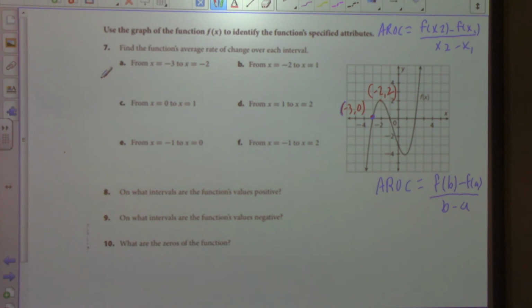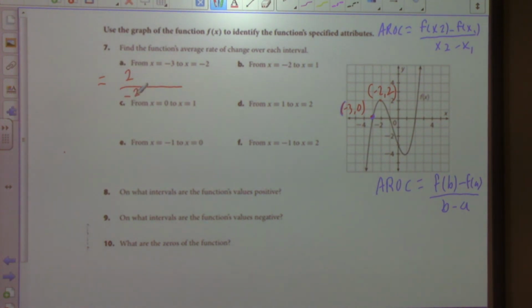So now to find our average rate of change, which formula do you want to use here? The top one. So here's x2 right here, right? What's f of x2? 2. f of x2 is 2, right? So we put 2, and we know we're going to have to divide by x2 minus x1, so I'm just going to put minus 2 down here, right?